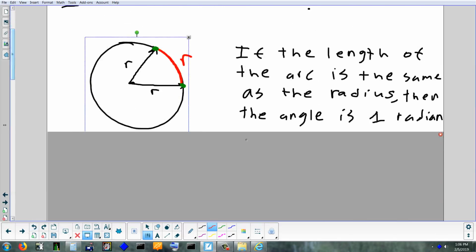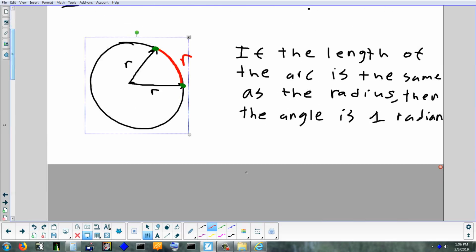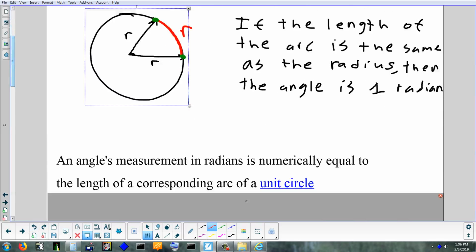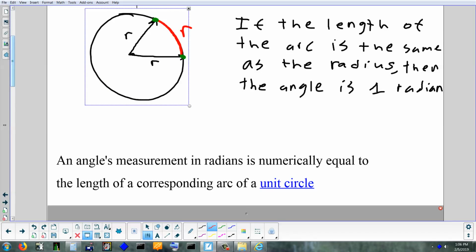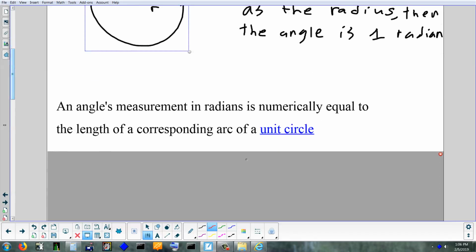So to figure out how many radians in a degree or how many degrees in a radian, we need to kind of know both. I've got to give you something to start with. Okay? I've got to give you a fact that is true, and we can go from there. So the fact that I'm going to give you is that an angle's measurement in radians is numerically equal to the length of the corresponding intercepted arc on a unit circle.